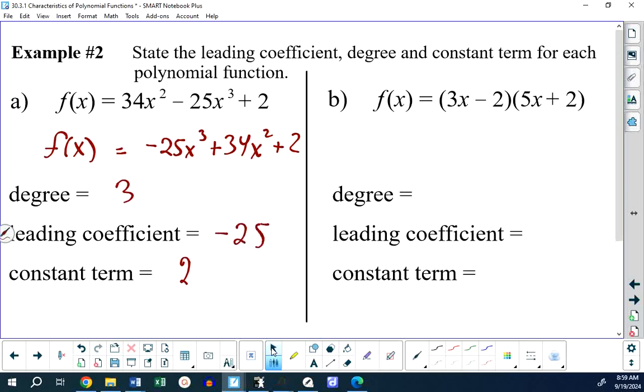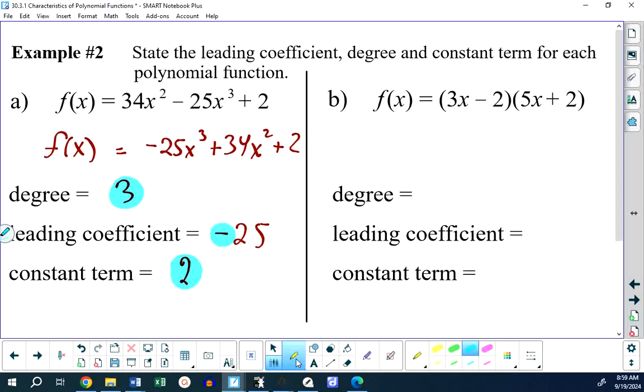Now, when I told you a second ago that it's these 3 things that tell you about the graph, it's really the degree, the constant term, and whether the leading term is positive or negative. That 25 gives me 0 information without further exploring things. It doesn't tell me anything about the graph of the polynomial function.